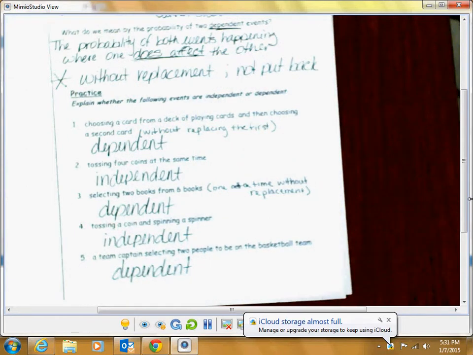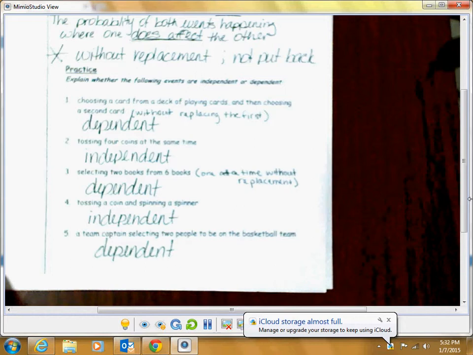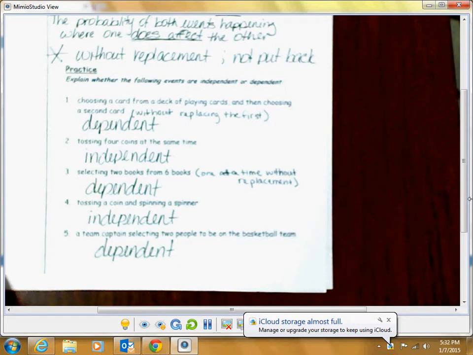Okay, number 5, the team captain selecting 2 people to be on the basketball team. Well, if I want 2 people to be on the team, I cannot pick the same person twice because nobody is 2 people in one. So therefore, I pick up the first person and then I have fewer to pick from that second time. So that means my second outcome depends on the first one. So that's dependent.